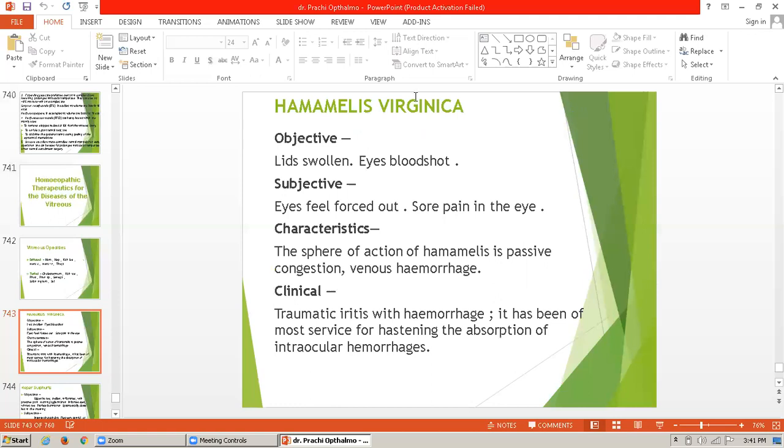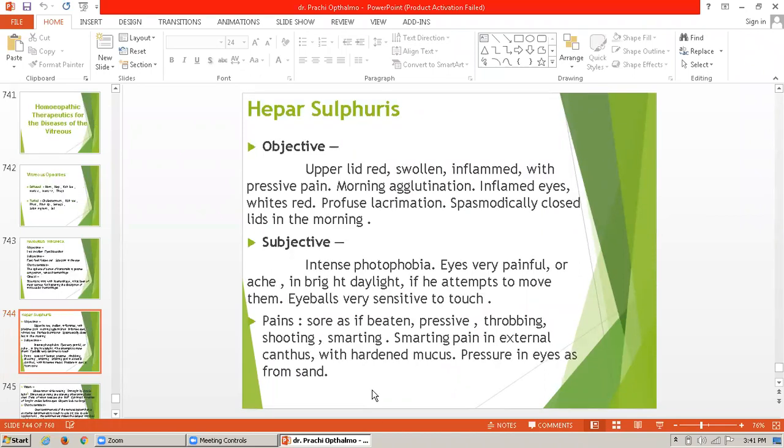Firstly, Hamamelis virginica. Hamamelis is indicated in the case where objectively the lids are swollen and the eyes are bloodshot. Subjectively, the eyes feel forced out, with sore pain in the eye. Characteristically, the sphere of action of Hamamelis is passive congestion and venous hemorrhage. Clinically, there is traumatic iritis with hemorrhage, and it has been of more service for hastening the absorption of intraocular hemorrhage.